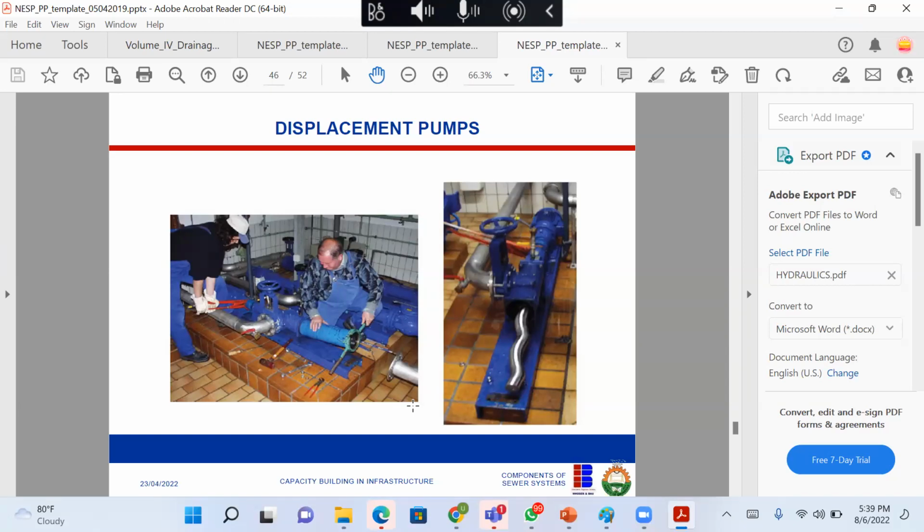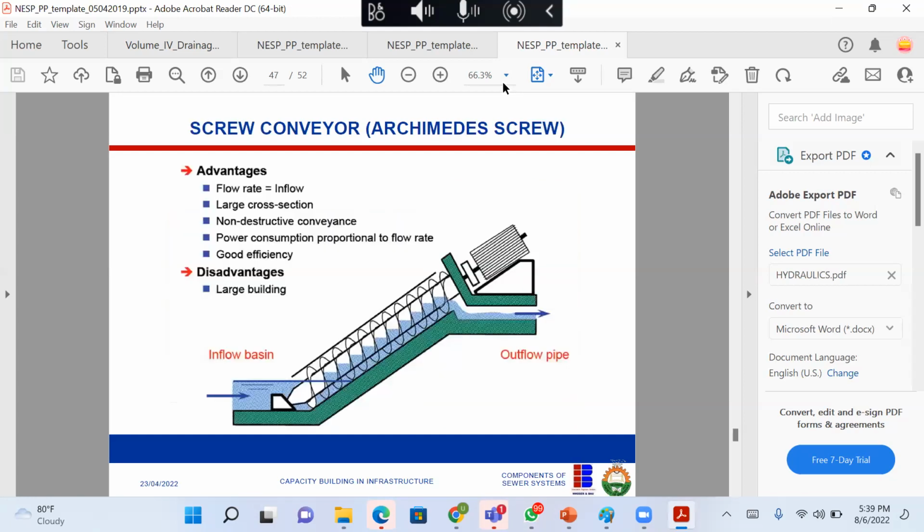So this is an example of a horizontal screw pump, or they call it a displacement pump. So these are the advantages of that, this is what the Catchment screw looks like. The flow rate, the inflow, the cross section. These are the advantages of the screw pump. Please, if you are dealing in the wastewater sector or you are designing wastewater treatment plants, this is inevitable. You must need this type of pump.